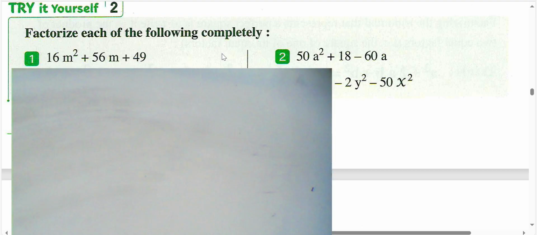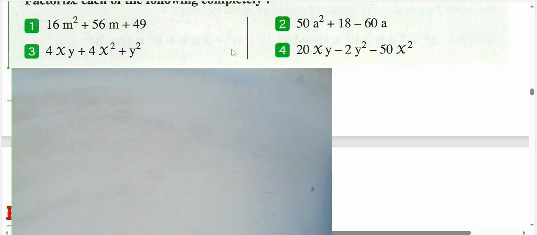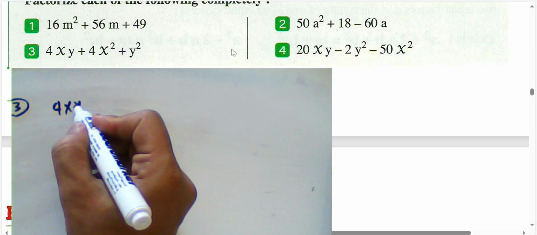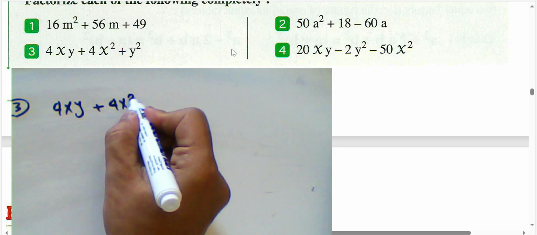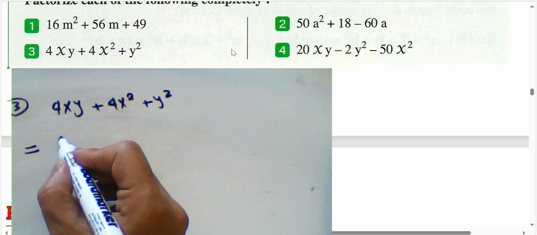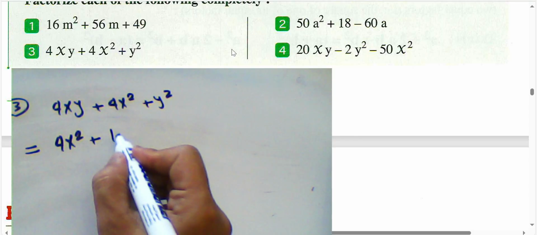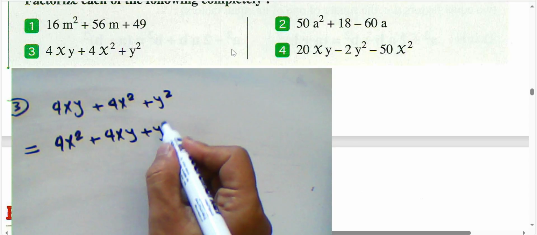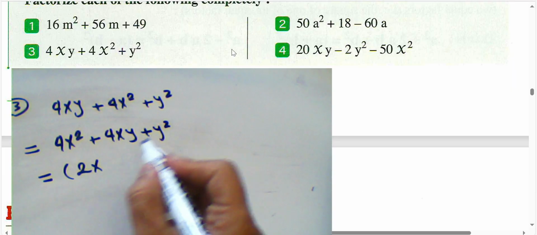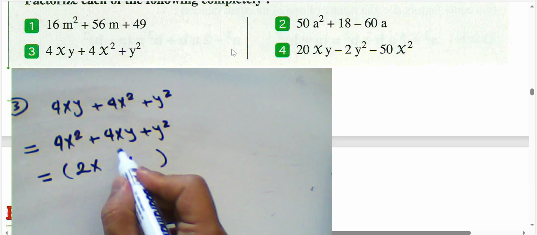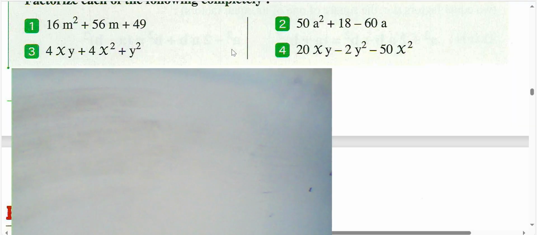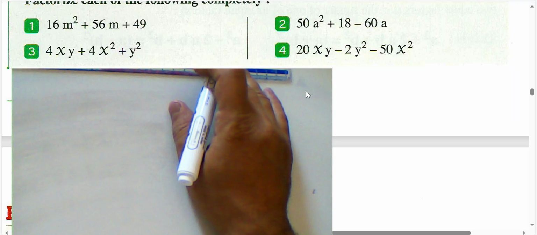Next question, number 3. We have 4xy plus 4x power 2 plus y power 2. We must arrange this expression. Write 4x power 2 plus 4xy plus y power 2. And then find the square root of the first, which will be 2x, and the square root of the third, y. Write positive and power 2 up. Next question, number 4.